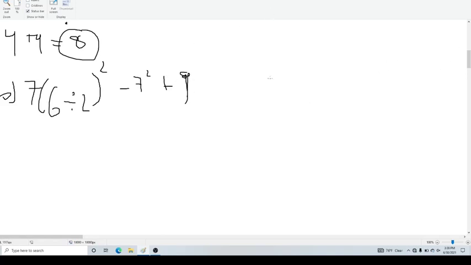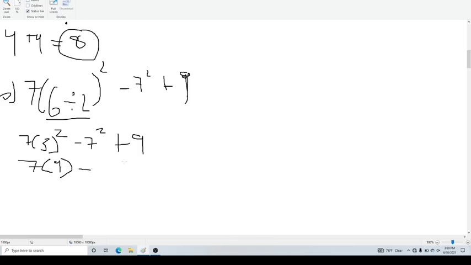The first thing we'll do is anything inside the grouping symbols. So we have parentheses, we have a grouping symbol right here. So 6 divided by 2 is 3. So we have 7 times 3 squared, minus 7 squared, plus 9. All right, people will see this 7 times 3 and multiply it out, but they forget the square. So we need to square that before we can do anything. So we have 3 squared, which is 9. So 3 to the second power is 9. All right, now we're going to look for any other exponents. So 7 times 9 minus.